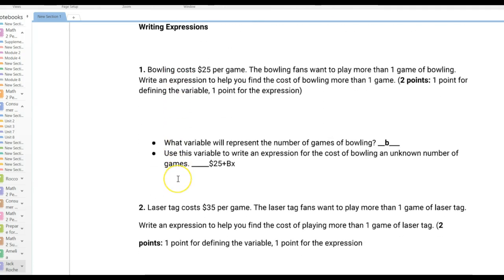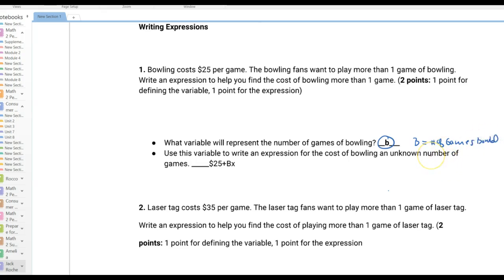First question is, bowling costs $25 a game. The bowling fans want to play more than one game. Write an expression to help you find the cost of bowling more than one game. Now, the first part you did okay. What variable will represent the number of games of bowling? I love it. B is a perfect variable. And note that means B equals the number of games bowled.